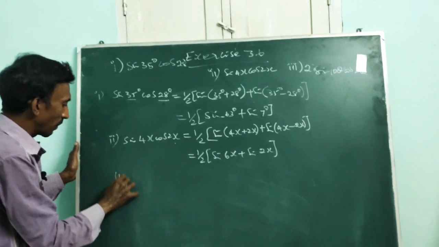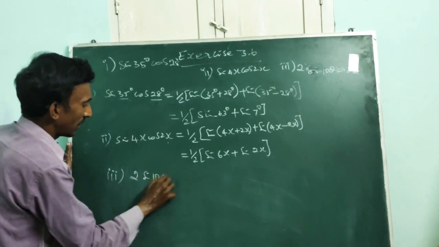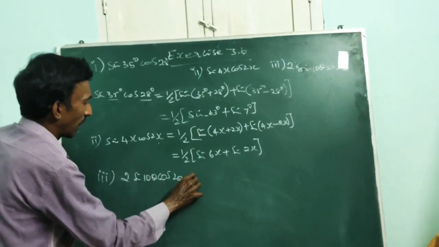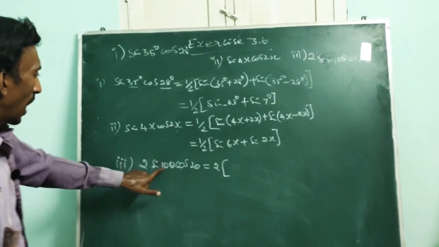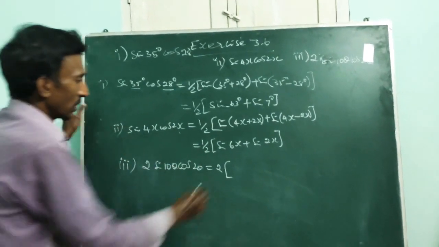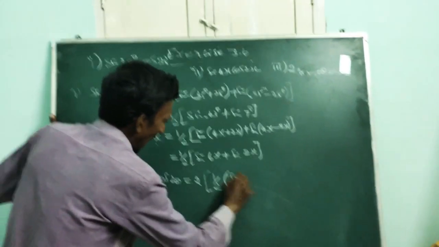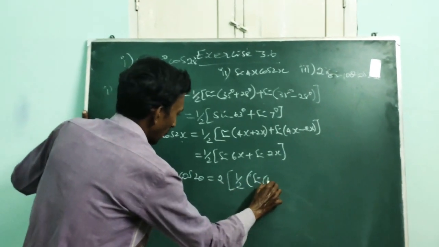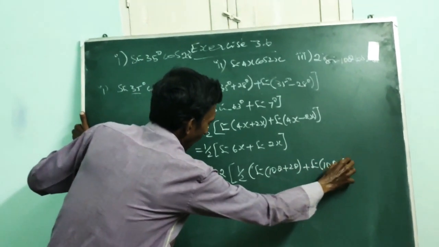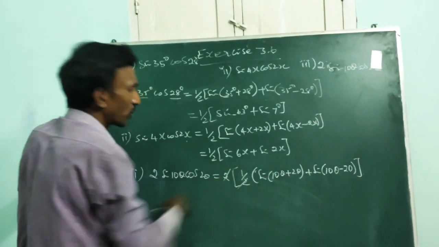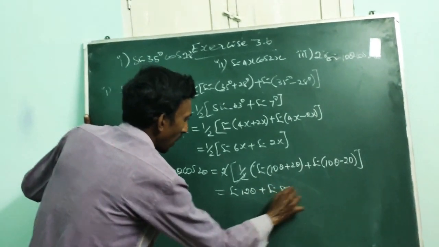Third subdivision, 2 sin 10 theta cos 2 theta. So 2 into, again the same formula, sin A cos B, so 1 by 2 into [sin(A plus B) plus sin(A minus B)]. So sin(10 theta plus 2 theta) plus sin(10 theta minus 2 theta). The 1 by 2 cancels with the 2. So sin 12 theta plus sin 8 theta.